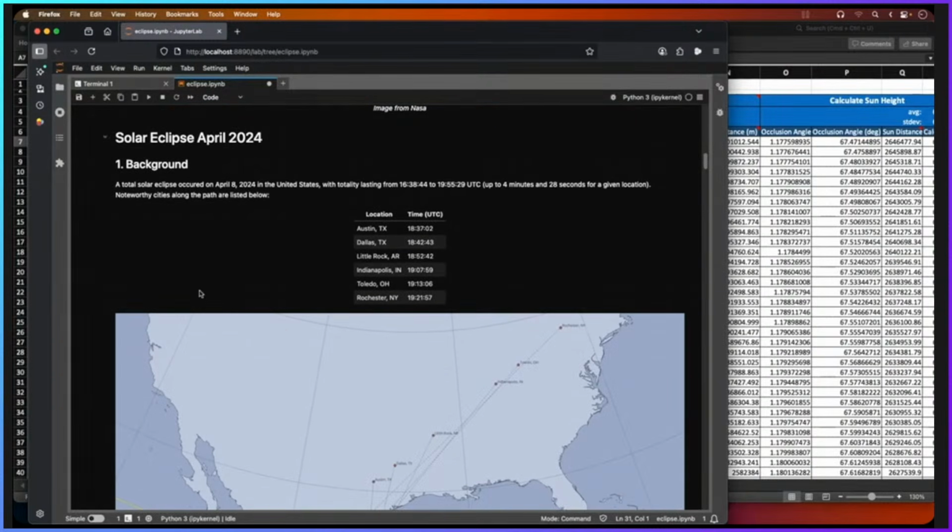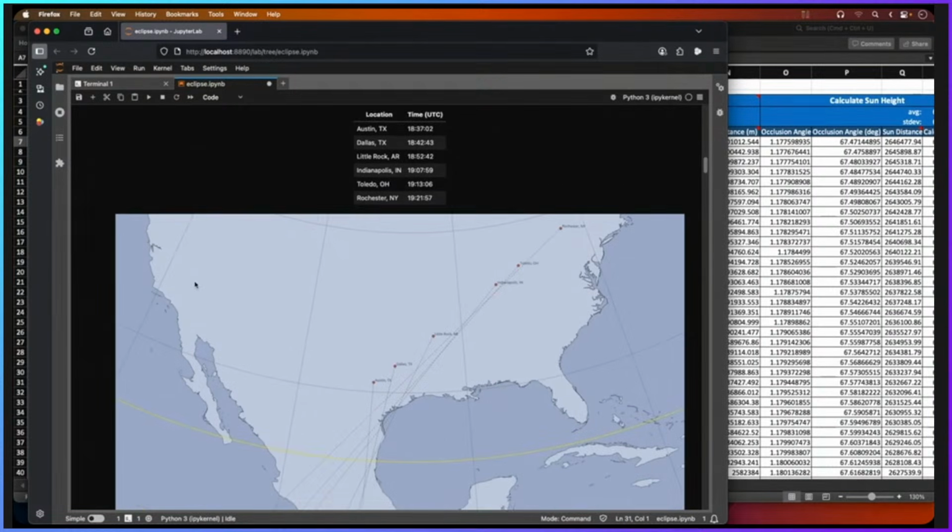A total solar eclipse occurred on April 8th, 2024 in the United States, with totality lasting from 4:30 p.m. to 8 p.m. UTC time, and that was 4.5 minutes at any one given location. Noteworthy cities along the path are Austin, Texas, Dallas, Texas, Little Rock, Arkansas, Indianapolis, Indiana, Toledo, Ohio, and Rochester, New York. The path was going from the southwest to the northeast.